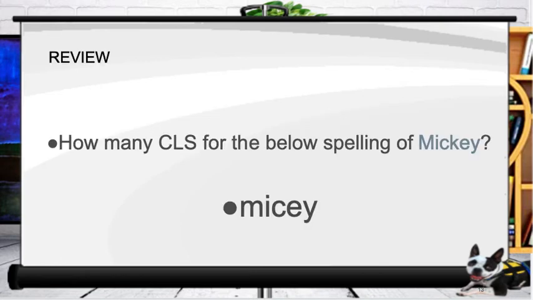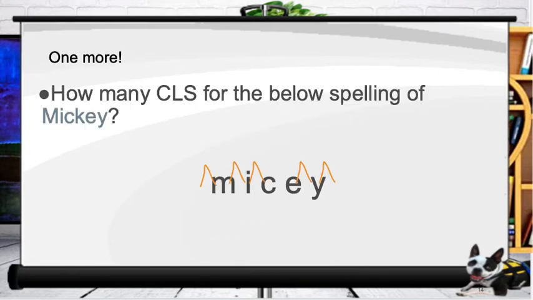And let's try one final one. What's the CLS, or the correct letter score, for the below spelling of the word "Mickey"? So we're going to start here. We put a caret before the M. We put a caret between the M and the I. We put a caret between the I and the C. These are all above the line. We don't have that K, so we're going to have a caret below the line between where the C and K would be, and below the line between the K and the E. And then we get a caret above the line between the E and the Y, and a caret above the line from the Y after.